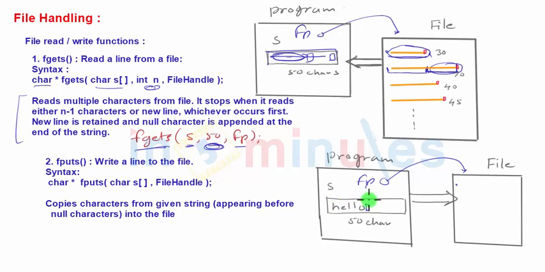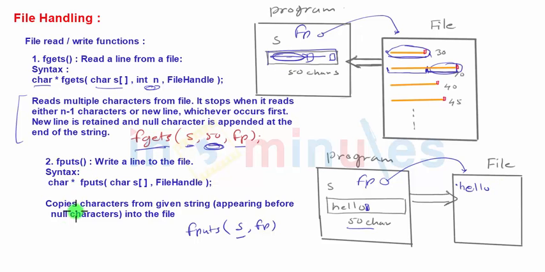Take an example: we have a char array of size 50 and it has only a single simple string stored as hello. Obviously there is a null character at the end of the string. Now if you give a command as fputs, in brackets s as the array and fp as the file handle, it will write the contents of the string into the file up to the null character. The null character is not copied. So it will just copy hello into the file without appending a null character or new line character at the end of the string.